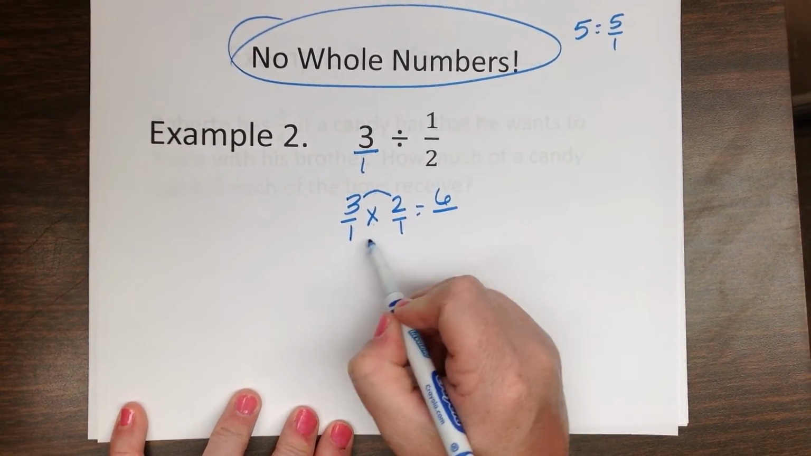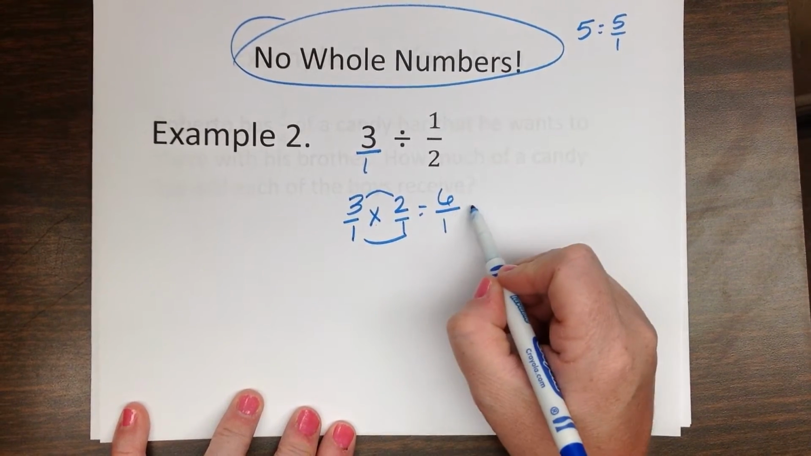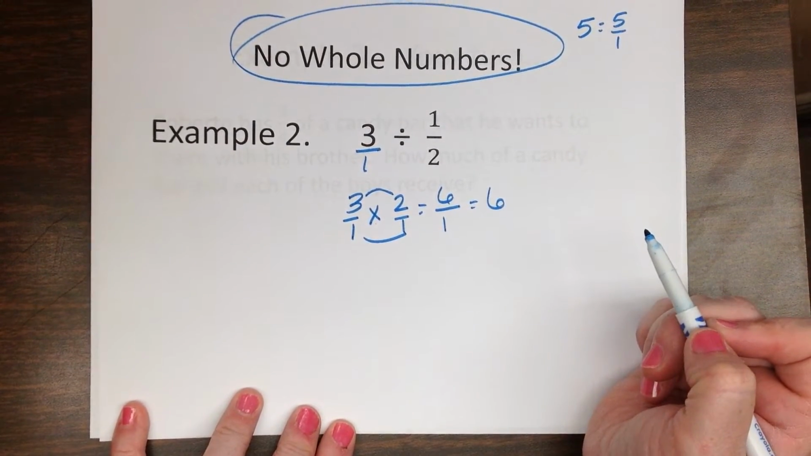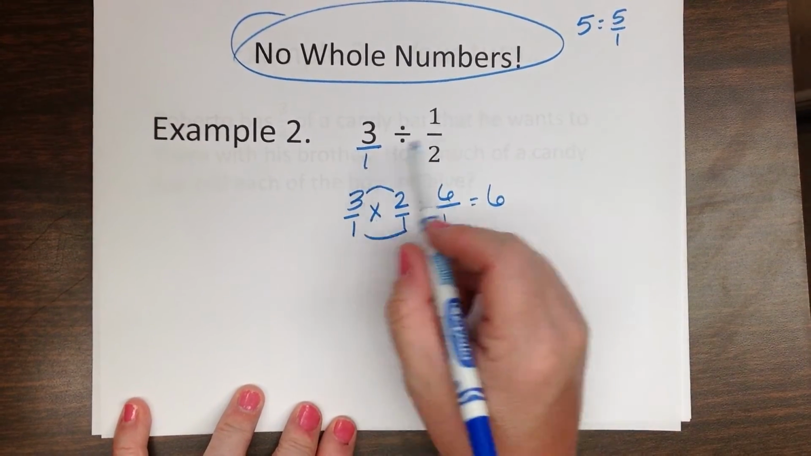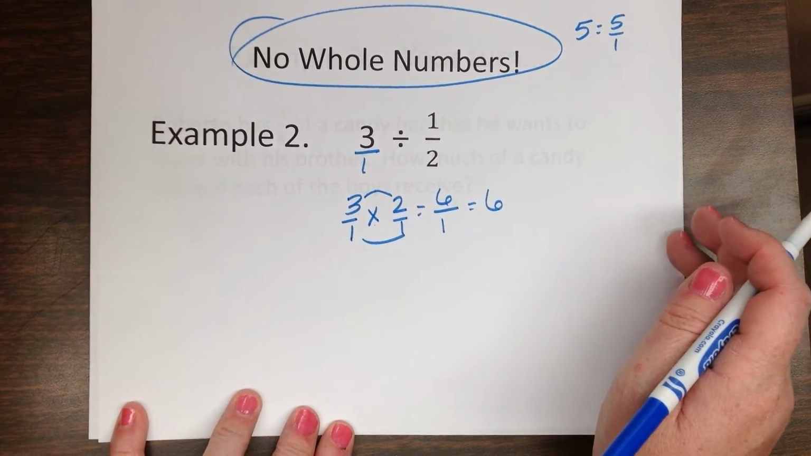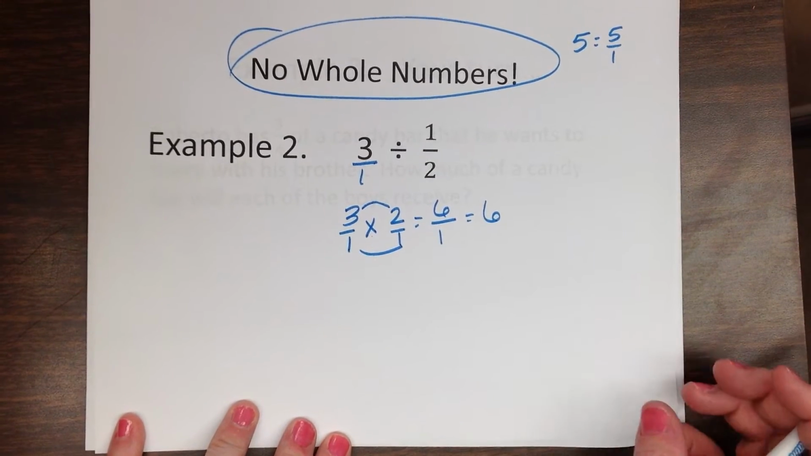3 times 2 is 6. 1 times 1 is 1. 6 divided by 1 is just 6. There are 6 halves in 3 whole numbers. Okay, the next one is your turn to try.